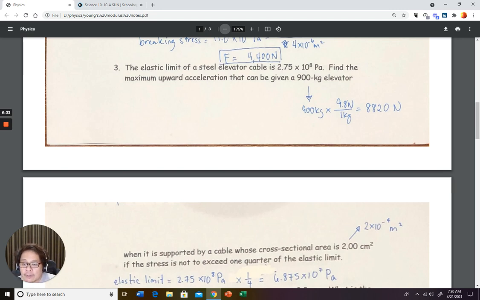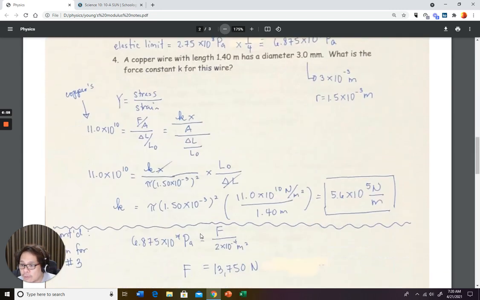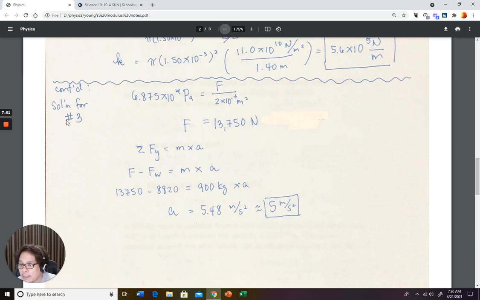What we are looking for here is the maximum upward acceleration. There are two forces acting here. You have the weight of the elevator downward, which is 8,820, and the force that you supplied upward when the elastic limit is 6.875 times 10 raised to the 7 Pascal. We skip number 4 for now. Now let's go to the lower part. We need to compute first the force that is supplied when you have this amount of pressure. So the force that was supplied is 13,750 newtons.